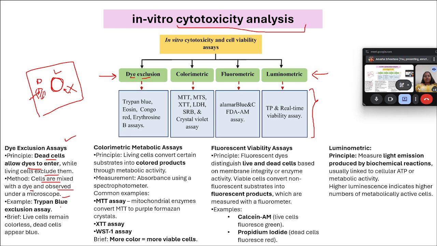The very common one is the trypan blue exclusion assay. As I have just told, live cells remain colorless, but dead cells appear blue in the trypan blue case. Now there are other methods also that we'll go through one by one.